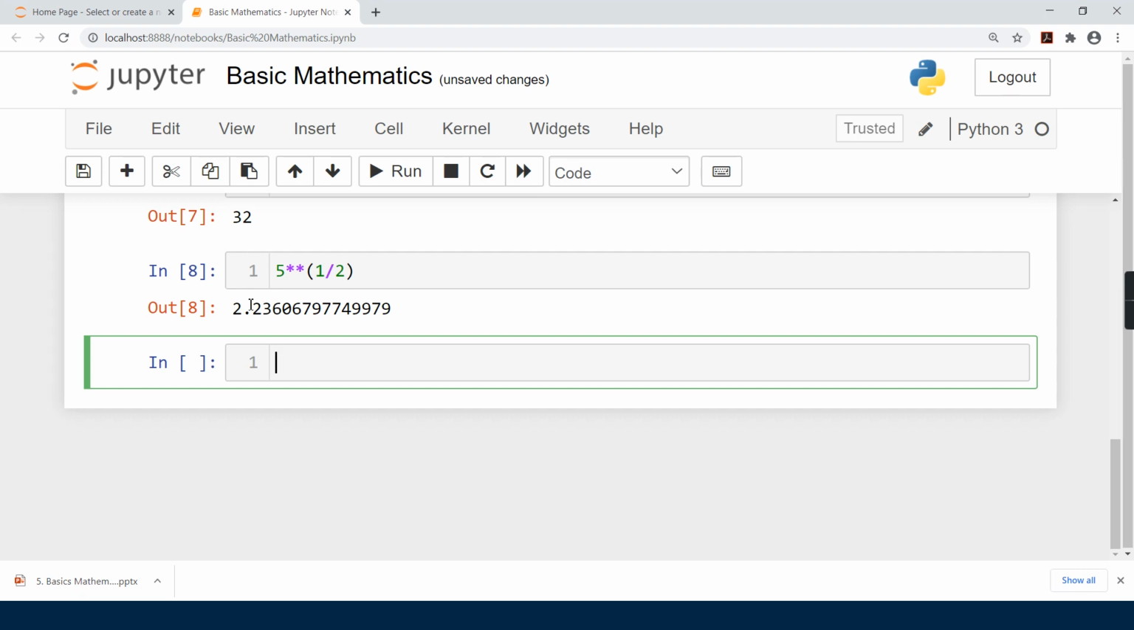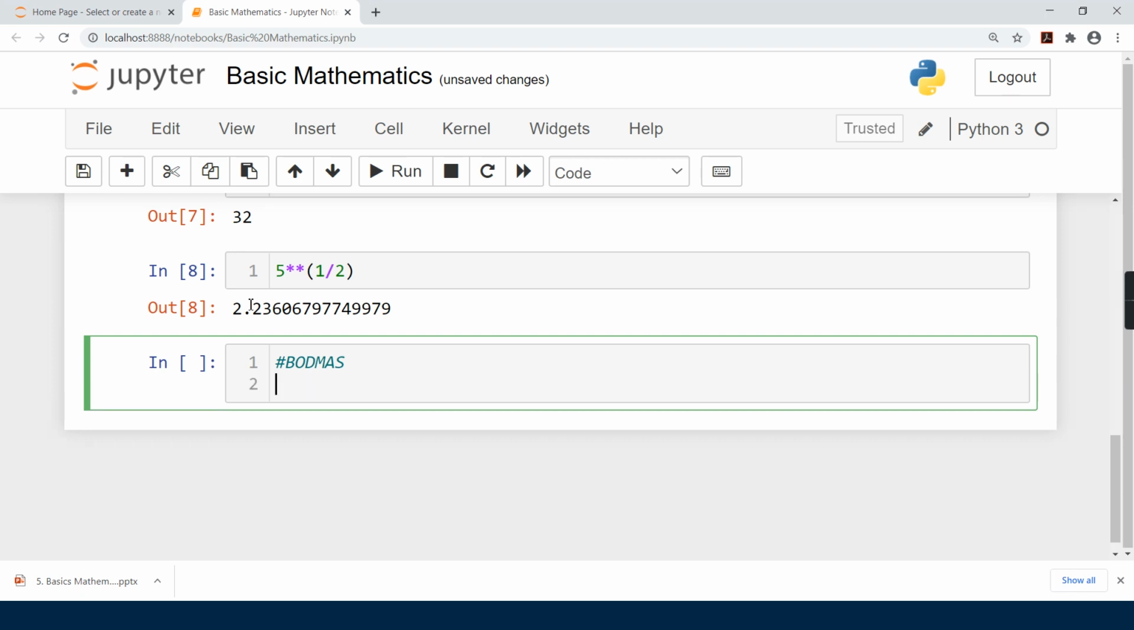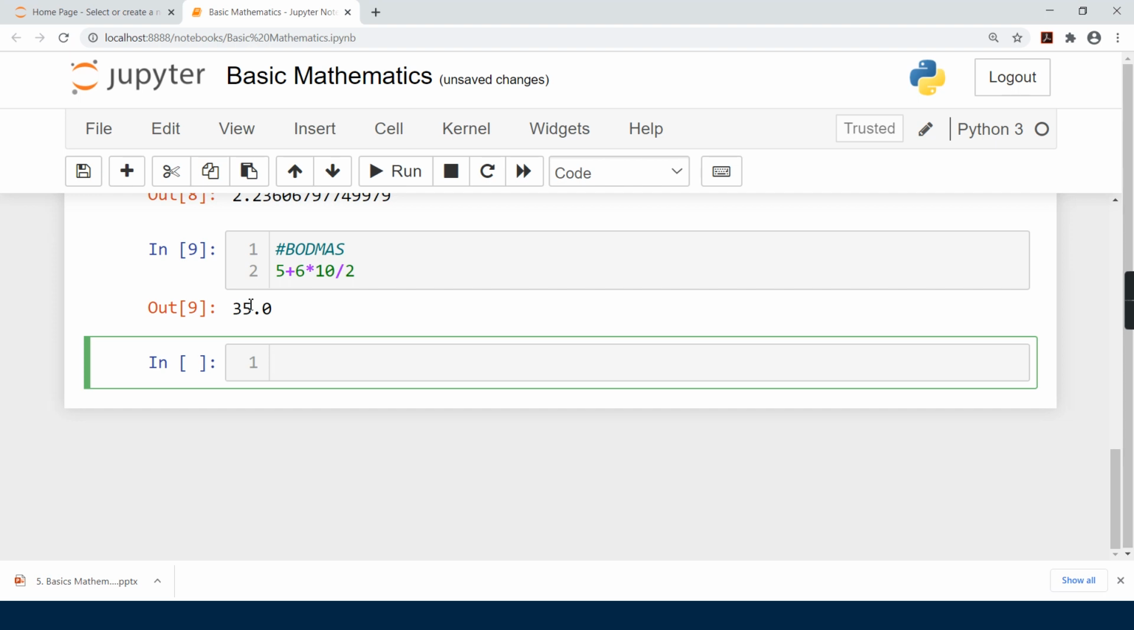Now let's look at the order of operations that can be carried out in Python. So I had mentioned this thing called BODMAS. BODMAS stands for bracket, of, then we have division, multiplication, addition, and subtraction. So let's say we want to carry out a certain operation, we want to add 5. If we simply mention 5 plus 6 multiplied by 10 divided by 2, and if we run this, we get the value of 35. But how did we get the value of 35?